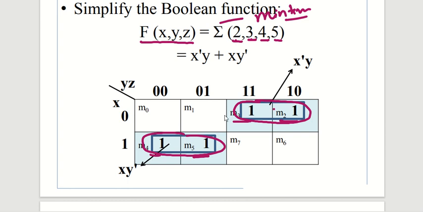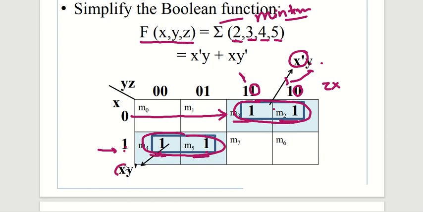See, in this case, for both m2 and m3, the x value is 0. So here x value is taken as x dash. For this case, y is 1 and y is 1, so we can take y directly. Since z value is 1 in this case and 0 in this case, z is not used because it is not common in both terms. So this is represented as x dash y. Again, for this pair, for both cases the x value will be 1. The y value is 0 here and y value is 0 here. So we can represent this 0 term with y dash. So the final solution for this will be x y dash.